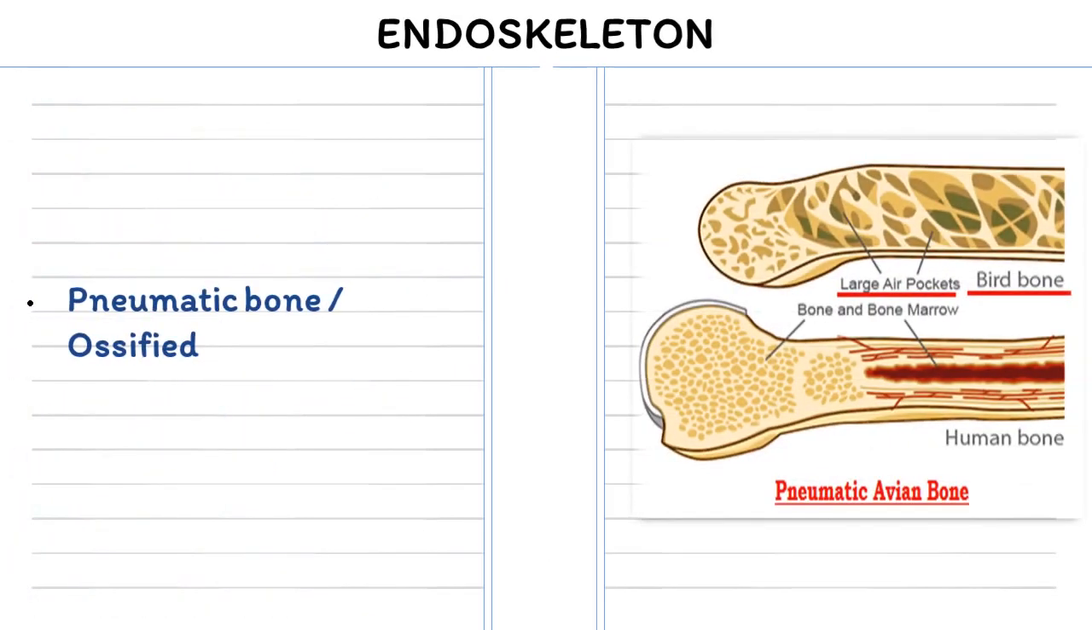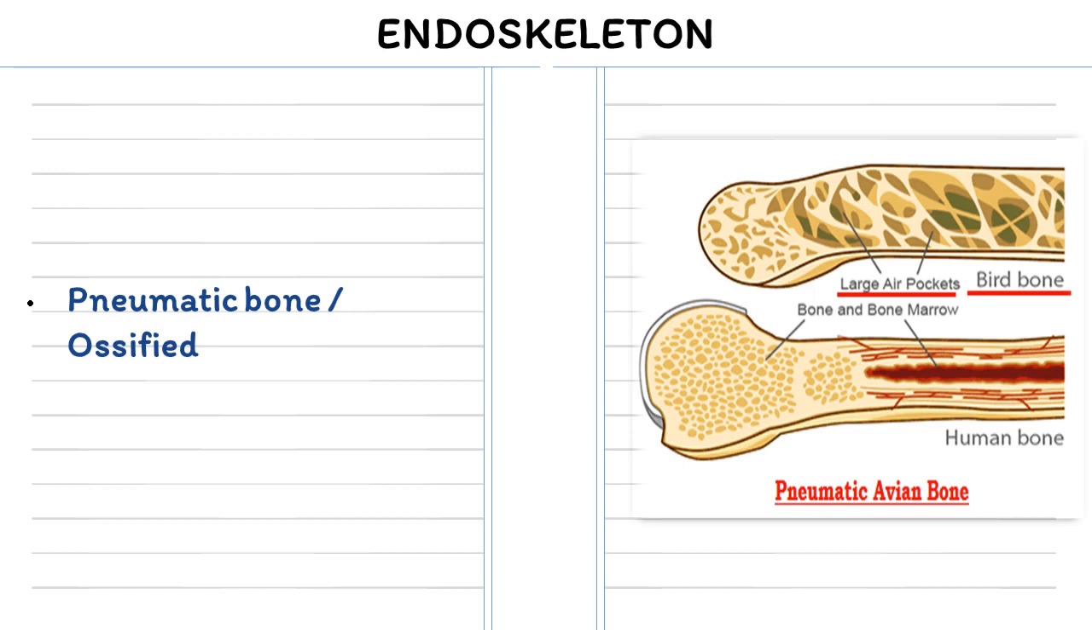Endoskeleton is one of the very important natures of these birds because the bird could fly. Only the birds could fly because of this body weight. How is this weight very light? Because of the presence of very special bones inside. So the bones present inside the birds are called pneumatic bones.